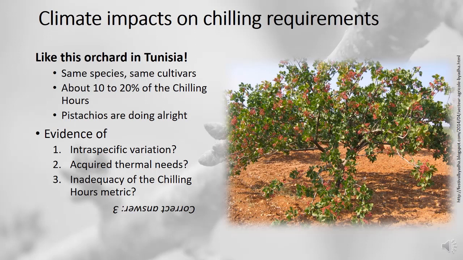There's a third option here. This could also be an indication of the inadequacy of the chilling hours metric. Maybe we simply have a model here that doesn't really describe what we were interested in. Based on this observation alone, we can't tell which of these three options it is. Spoiler alert, I can already tell you the correct answer is almost certainly 3. The chilling hours metric that is used very widely for quantifying chill accumulation and chilling requirements of trees is not adequate for measuring it under these conditions.